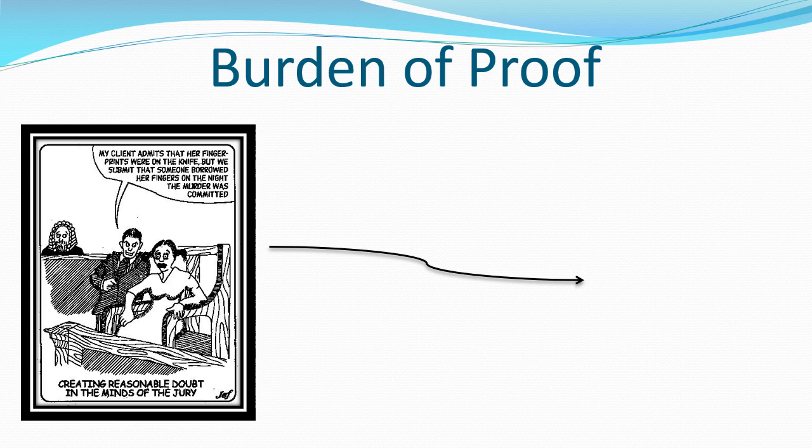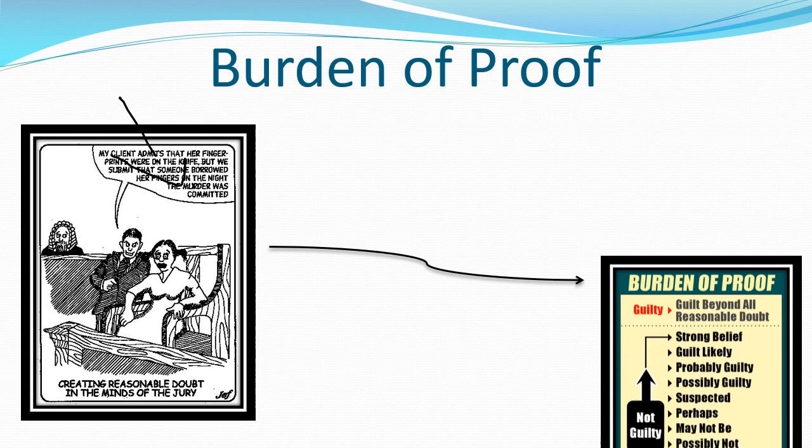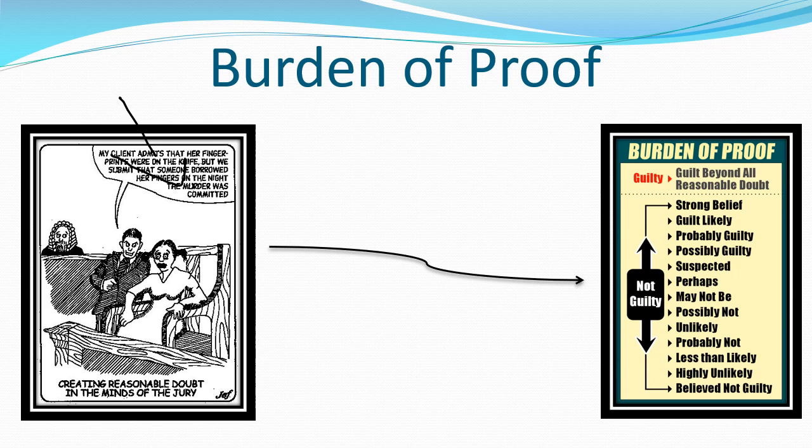So I put this in here. I thought this was kind of funny. Basically, it says my client admits that her fingerprints were on the knife, but we submit that someone borrowed her fingerprints the night the murder was committed. So basically, you have to come up with some crazy off-the-wall idea in a situation like this and make the jury believe that this woman is innocent, even though clearly for some reason she isn't, if she isn't.